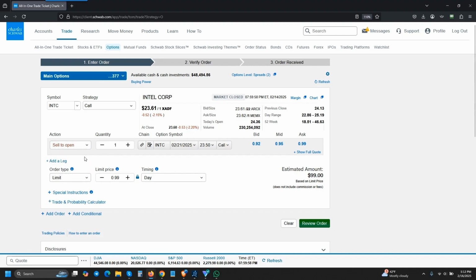I could also sell to open. This is where I'm selling the option myself, and someone could then buy the stock from me at the specific, in this case, $23.50 price, because I've sold the call and I'm willing to fill that option. In this case, normally, other than if you have an advanced trading account, you'd have to own the stock in order to sell the call, but it's a great way that you could generate income.